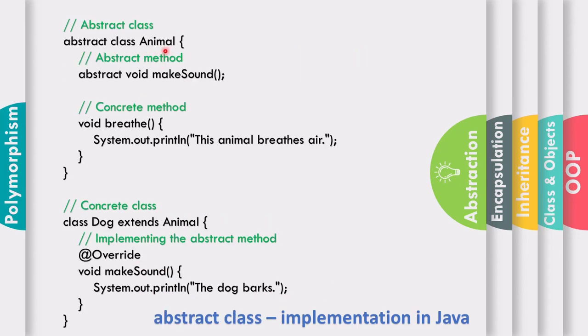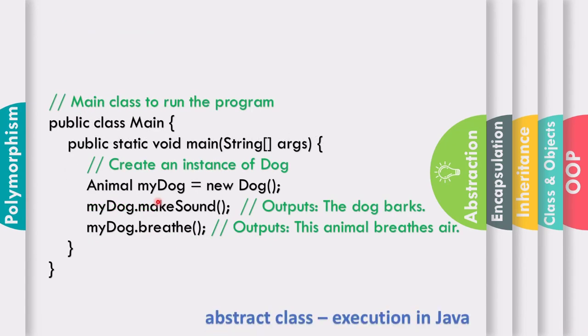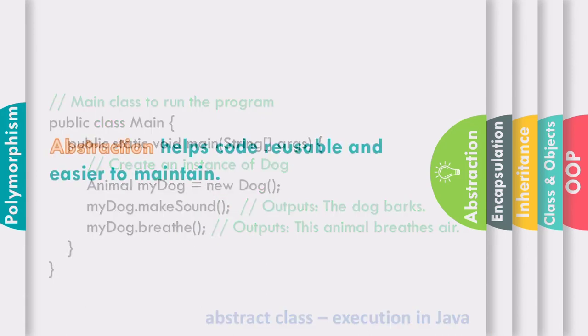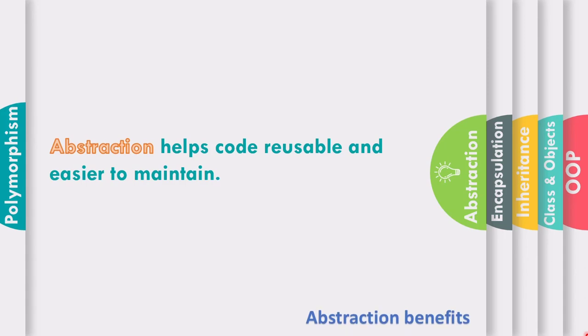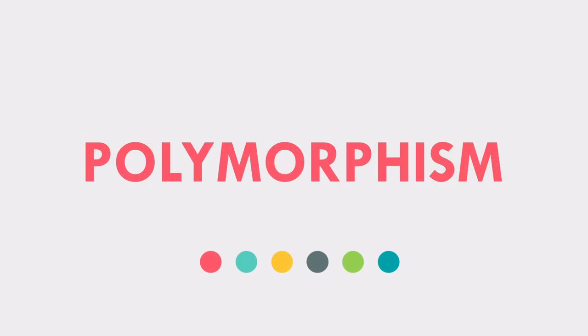Here, animal is an abstract class which has an abstract method and a concrete method. The abstract method should be defined or implemented inside the subclass. This is how the program is written to achieve the abstraction. Abstraction helps make code reusable and easier to maintain. Polymorphism.